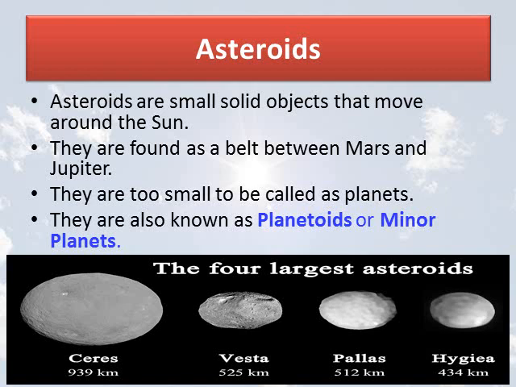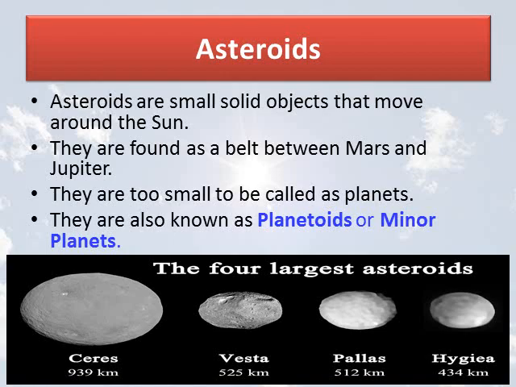What is the other name for asteroid? Planetoids, or minor planets. The 4 largest asteroids are Ceres, Vesta, Pallas, and Hygiea.